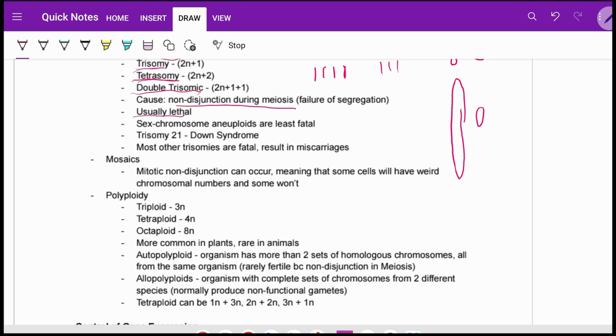Usually lethal. The ones that are least fatal are the ones you usually hear about, like Down syndrome. We also have Turner syndrome and Klinefelter syndrome. Those affect the sex chromosomes, and since the sex chromosomes don't have genes as critical to life, usually those have the highest survival rates. But in general, missing a chromosome or having an extra chromosome is pretty bad, and most of these pregnancies would result in miscarriages or death shortly after birth.